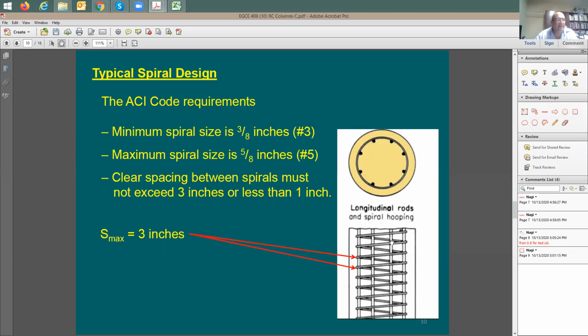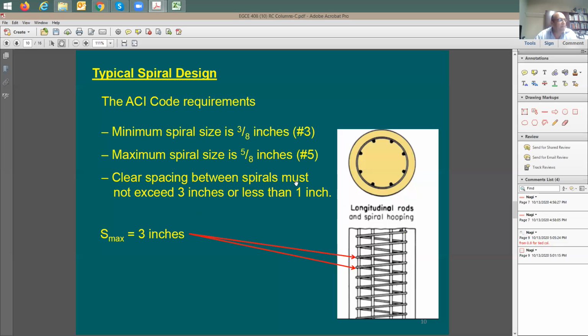Also, I have some limits and some issues here. It says minimum spiral size is going to be number 3 rebar. So the spiral itself is going to be number 3 rebar. And the clear spacing between the spirals here is going to be 3 inches. So you cannot go more than 3 inches and not less than 1 inch. Wow. Now I understand why I have this 23% difference between the spiral and tied column, because the spacing is going to be very small, which means you're going to have lots of confinement steel around the column.